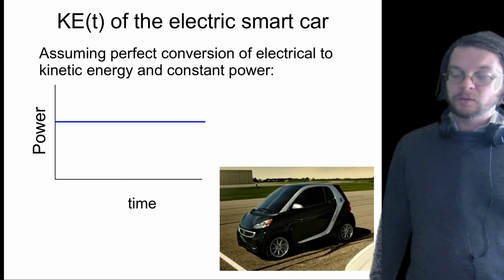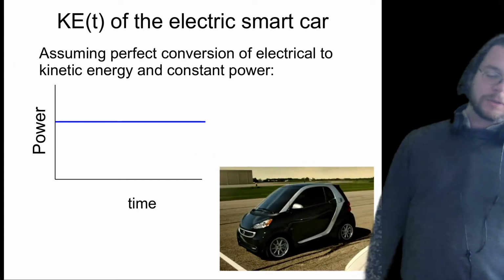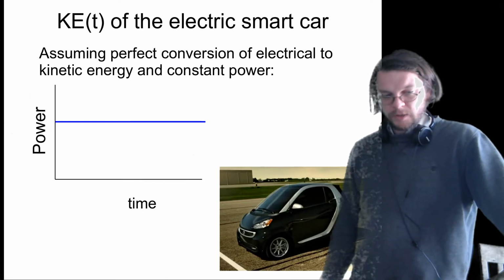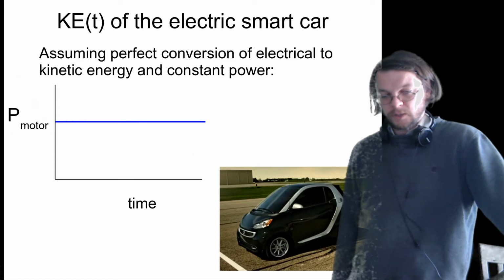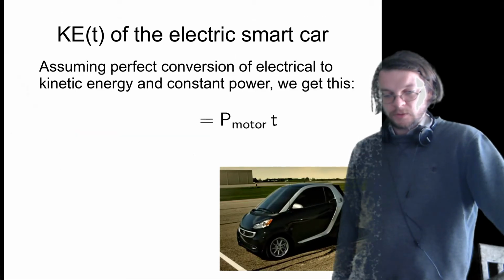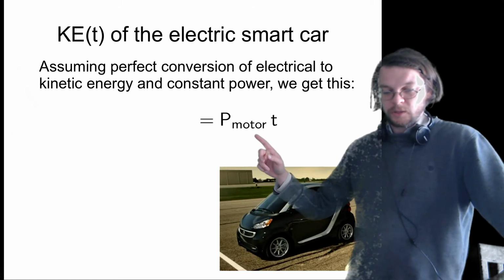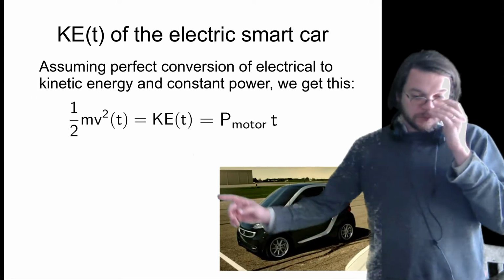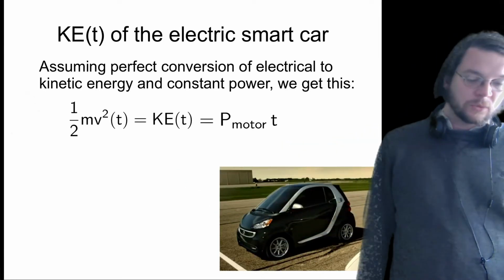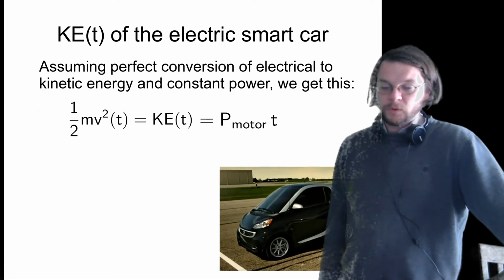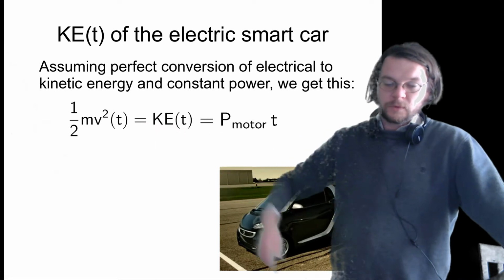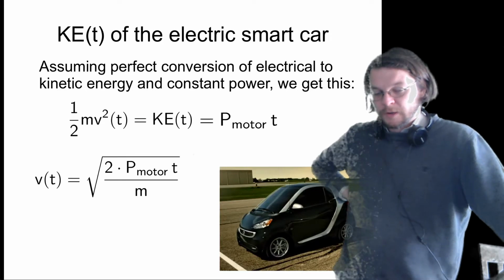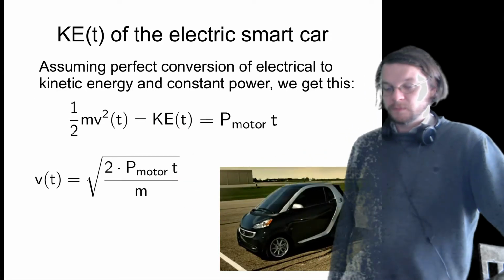So how quickly would the smart car go? Well, if your power versus time looks like this, then your kinetic energy will get larger with time. So there's the power of the motor, 30 kilowatts, times the time is going to be equal to the kinetic energy. And so if you want to know how quickly the velocity is going to increase, you can solve for v as a function of time, right? So multiply both sides by 2, divide by the mass, right? You end up with something like this for the velocity with time.